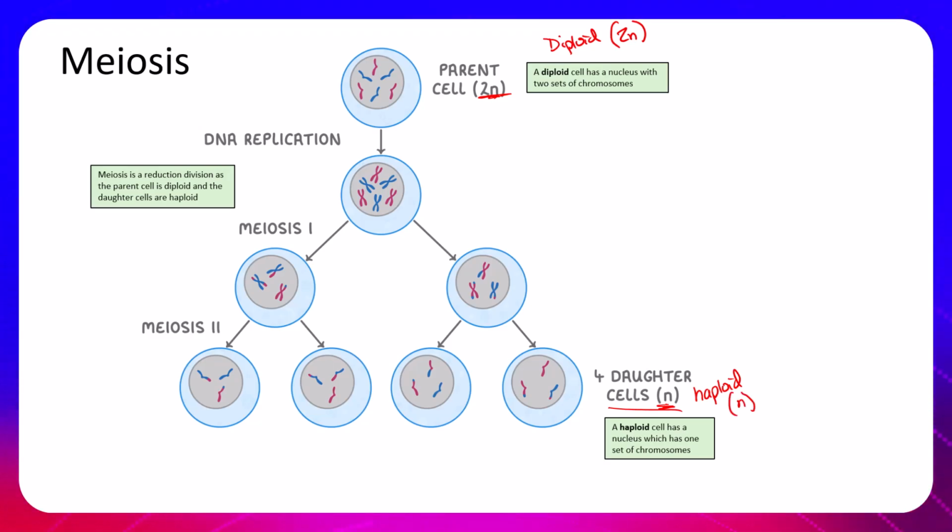Meiosis is a reduction division as the parent cell is diploid and the daughter cells are haploid. Notice we are starting with a diploid parent cell and we are ending with haploid daughter cells. So we are reducing the number of chromosomes, which differs from mitosis. Remember when we talked through mitosis, mitosis is not a reduction division. If we start with a diploid cell, we're going to end with 2 diploid cells at the conclusion of mitosis.